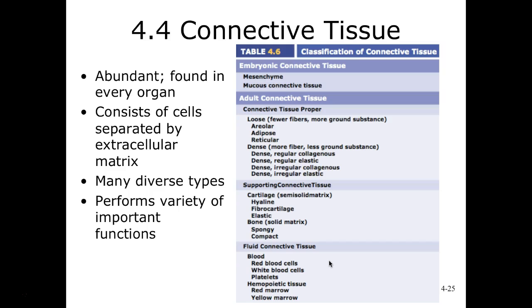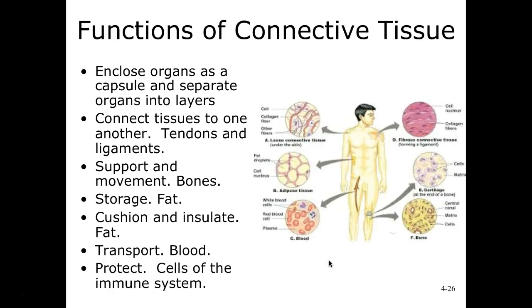Because this is so vast, we are also going to have a variety of important functions. So let's talk about those functions here. Oh, this picture turned out really blurry. I apologize. But one of the main functions for connective tissue is that it'll assist in enclosing or encapsulating certain organs, such as our liver and our kidneys.